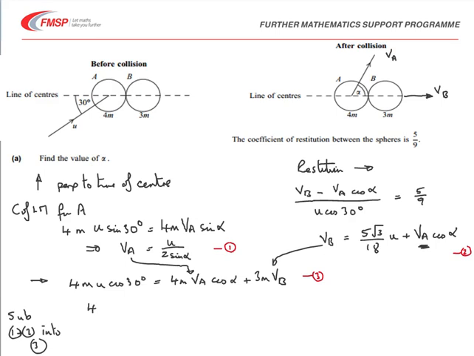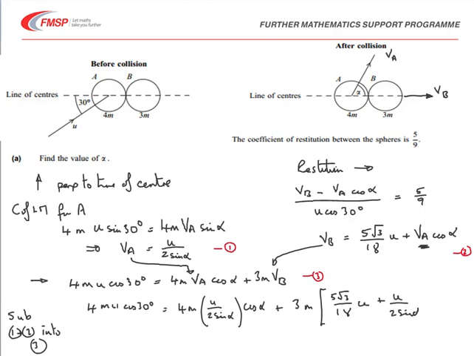For 4mu cosine 30 degrees is equal to 4m, and then we've got u over 2 sine alpha multiplied by cosine alpha, and finally 3m, and now we've got VB, so that's 5 root 3 over 18 u plus VA, which is u over 2 sine alpha multiplied by cosine alpha.